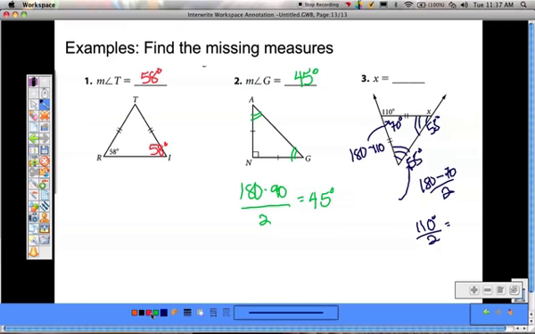Then to get angle x, it makes a straight line with the 55. So angle x is going to be 180 minus 55. So that'll give us 125 degrees. So here we used a couple different properties. Straight lines, triangles, straight line.